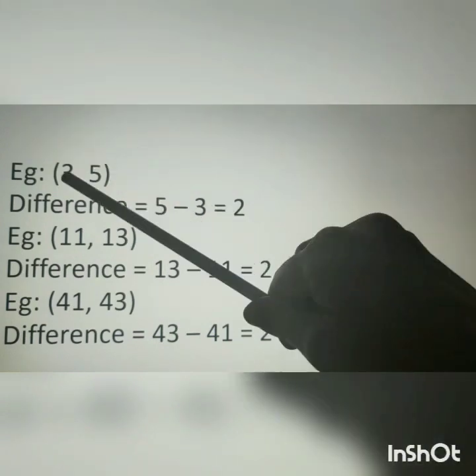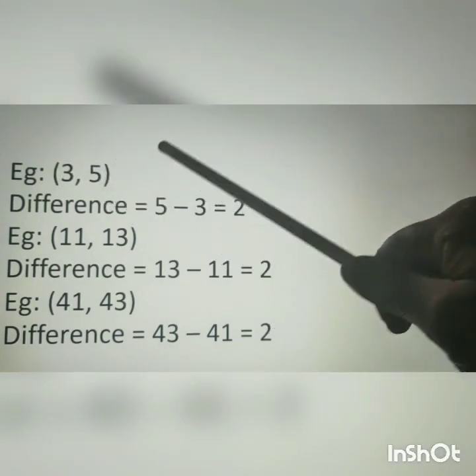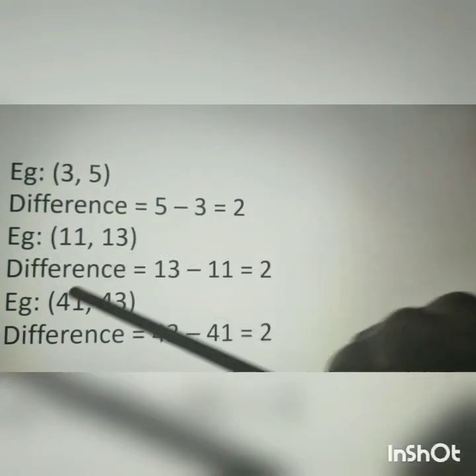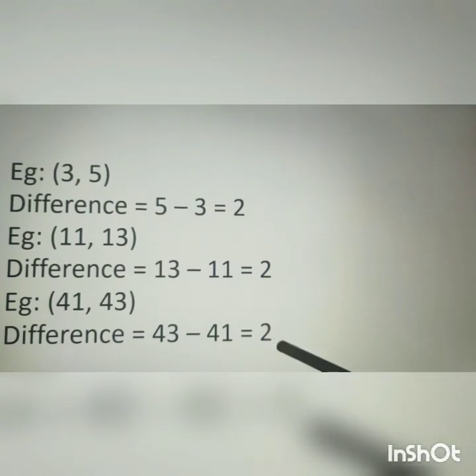Another example, 3 and 5. They are prime numbers and their difference is 2. 11 and 13, their difference is 2. 41 and 43, their difference is 2. And they are twin primes.